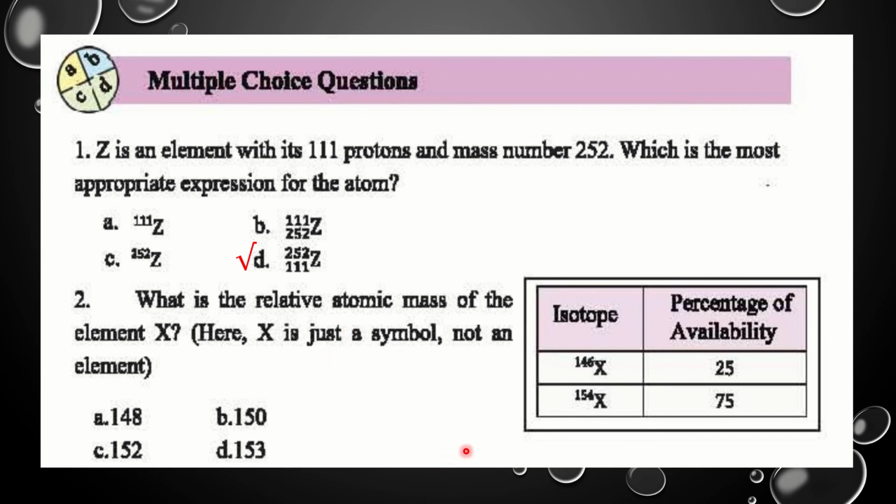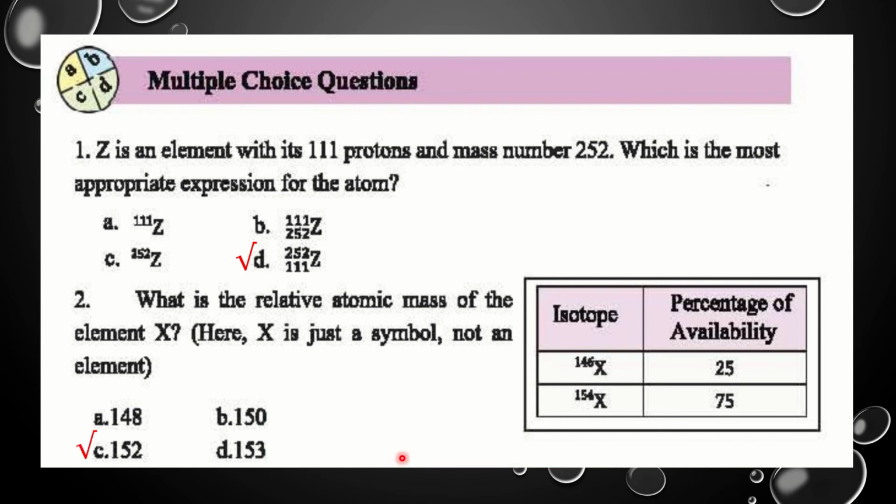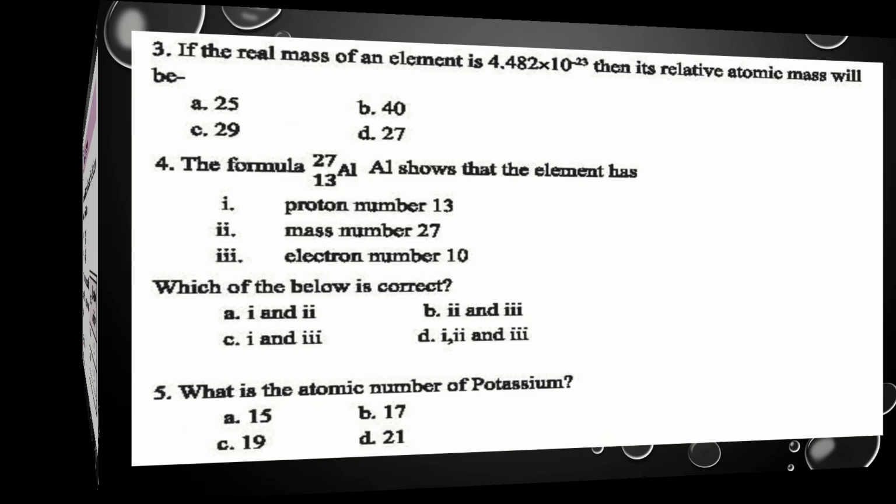Now we know the atomic mass of X equals the mass number of it times its availability, plus the mass number of the other isotope times its availability, divided by 100. So it comes to 152. So the answer is C, 152. Its atomic mass is 152.